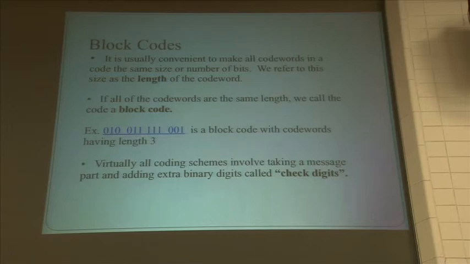When you have a whole set of code words all the same length, we call this a block code. Okay? You have your code word of a particular length, have multiple code words, it's a block code. So here's an example: 010, 011, 111, 001. It's a block code, right? Because you've got a set of 3, and each code word has length 3. All coding schemes involve taking a message apart and adding extra binary digits that we call check digits, just like we saw in the last one. How you calculate them, of course, will vary.